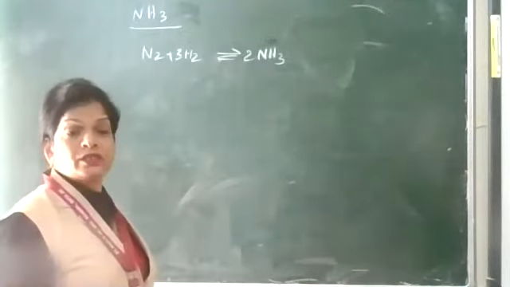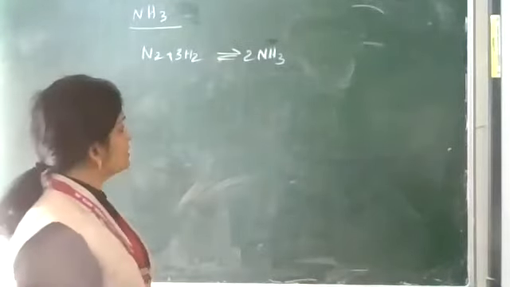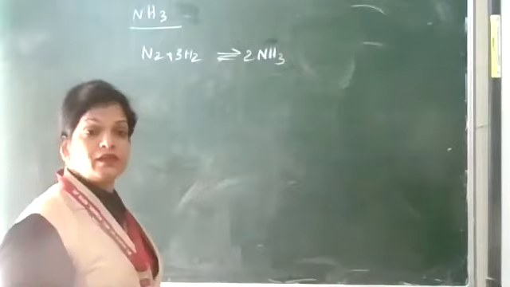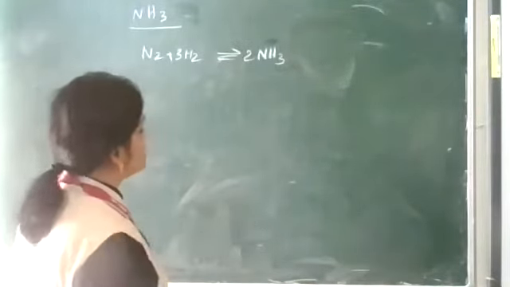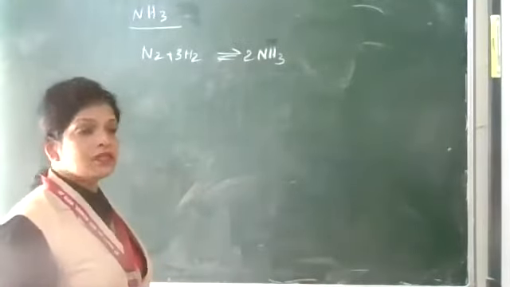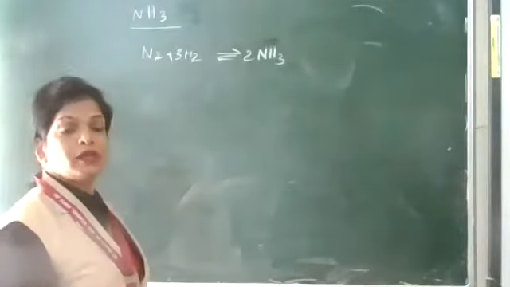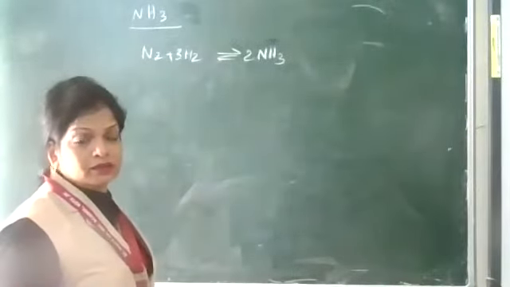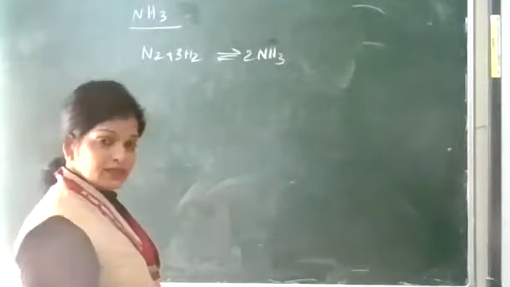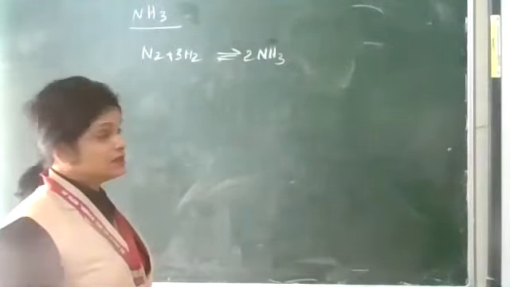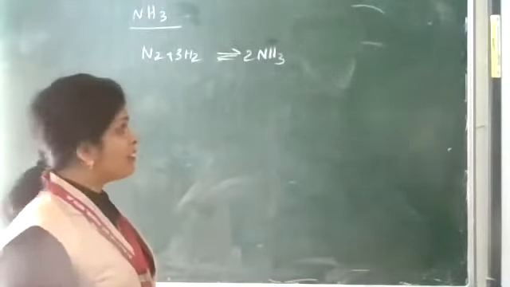If you change the pressure, temperature, or concentration of the system in equilibrium, the system will adjust itself to nullify the effect of change. So, if you are increasing the pressure, the system will try to decrease the pressure. If you increase the temperature, the system will absorb that heat and show no effect. If you increase the concentration, the system will adjust. It may either move in the forward direction or in the backward direction.